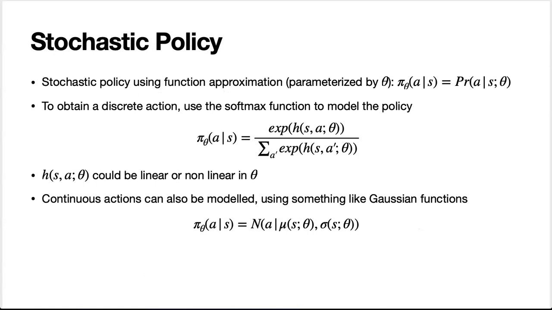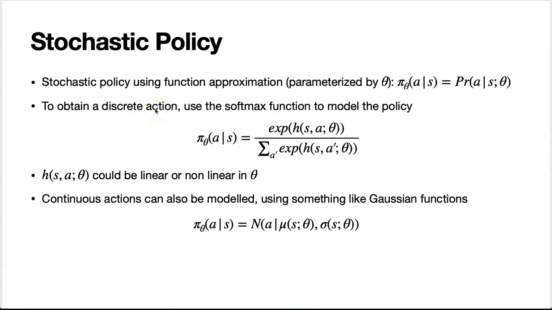Till now in this course, we have almost always seen a deterministic policy. A deterministic policy returns a deterministic action for a given state. But from now on, in this set of slides, we are going to be looking at stochastic policies, which will return a probability distribution over the actions for a given state. We are going to use function approximation, and the true policy pi is approximated using function approximation, and we obtain a new policy pi, which is parameterized by this variable theta.